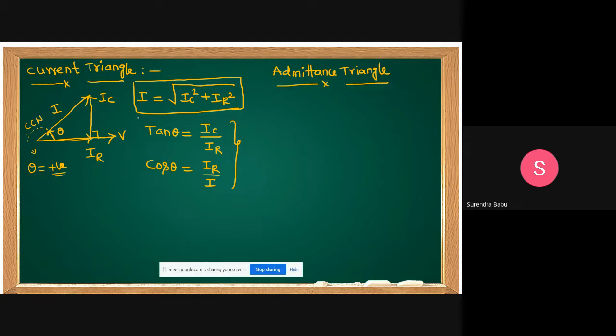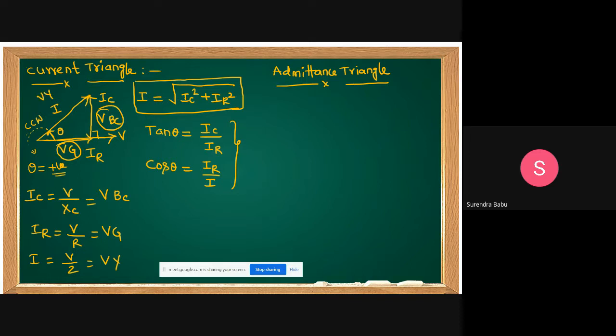How to get the admittance triangle? What is IC, students? IC equal to V by XC. Taking magnitude, that is V into BC. What is IR? V by R, that is V into G. What is I? V by Z, V into Y. This is V into BC, this is V into G, this is V into Y.